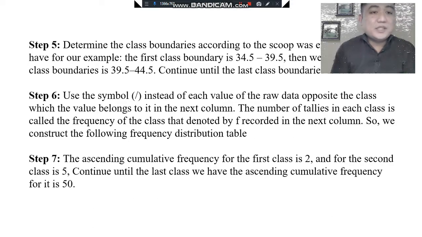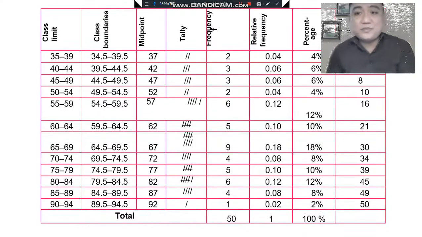Step number 6, use a tally symbol for each value of the raw data opposite the class which the value belongs to in the next column. The number of values in each class is called the frequency of the class, denoted by F, recorded in the next column. So we construct the following frequency distribution table. Step 7, the ascending cumulative frequency for the first class is 2, and for the second class is 5. Continue until the last class, where the ascending cumulative frequency is 50. So you need to add the frequencies until we reach the total, which is 50.